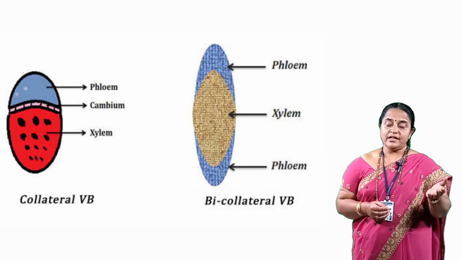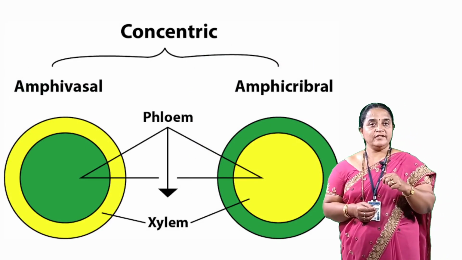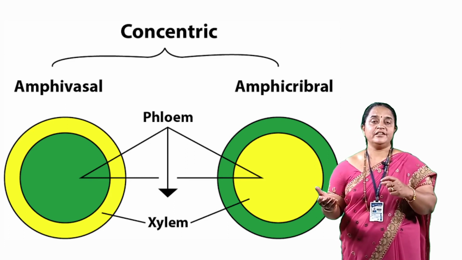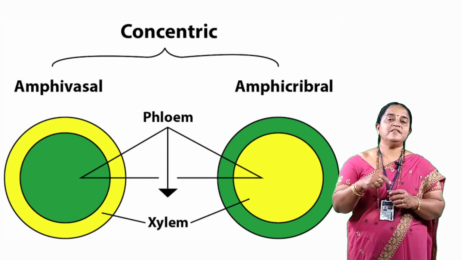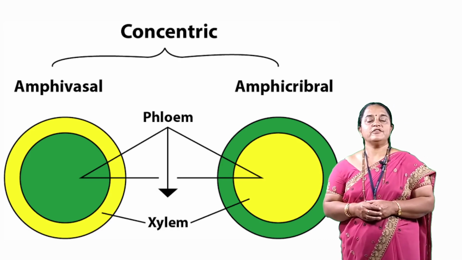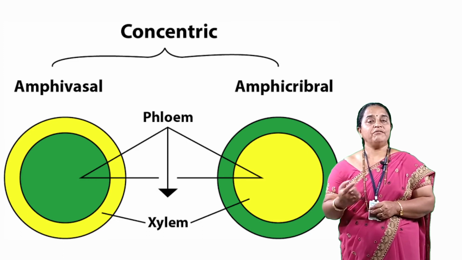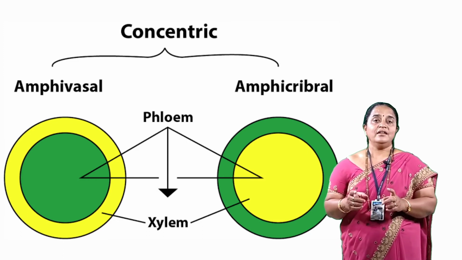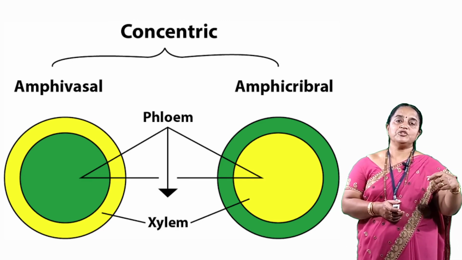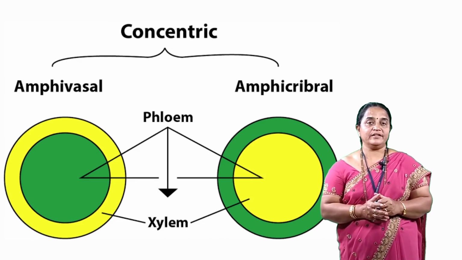There is another type of vascular bundle we call concentric, meaning one vascular tissue is in the center and the other tissue is surrounding the central tissue. For example, xylem is in the center and surrounded by the phloem. This concentric vascular bundle we call hydrocentric, endoxylic, or amphivasal. There are different names. And in reverse, if xylem is surrounding the phloem, so the central portion is phloem surrounded by xylem, it is known as amphicribal or leptocentric.